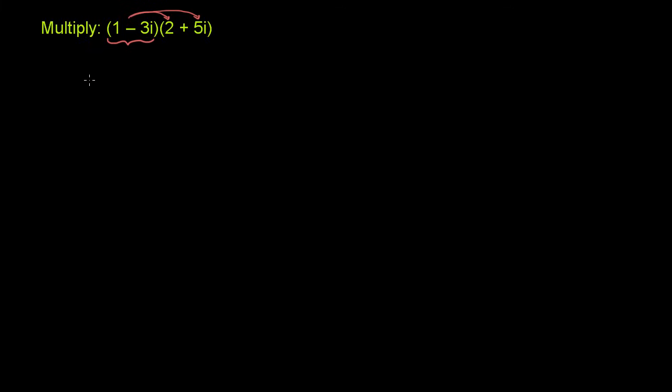So let's do that. This can be rewritten as 1 minus 3i times 2, I'll write the 2 out front, plus 1 minus 3i times 5i. All I did is the distributive property here. All I said is, look, if I have a times b plus c, this is the same thing as ab plus ac. I distributed the 1 minus 3i on the 2 and the 5i. And then I can do it again.